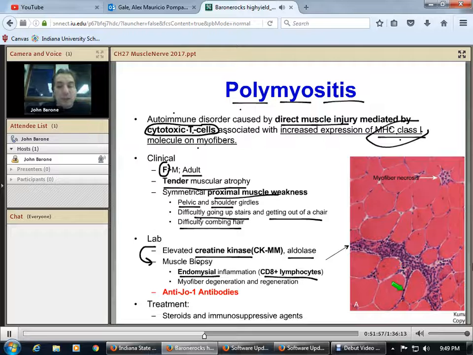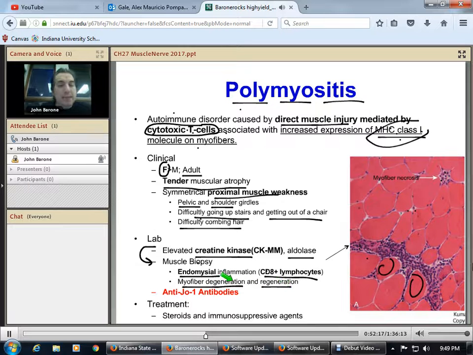So do you see all these inflammatory cells? Look, they're around the muscle fiber. See them? They're around it. They're saying, I'm going to kill you, and I'm going to kill you. And they're just coming in to kill. Look, they're endomysial, in the connective tissue in between. So that's what you're looking for, endomysial cytotoxic CD8 cells.